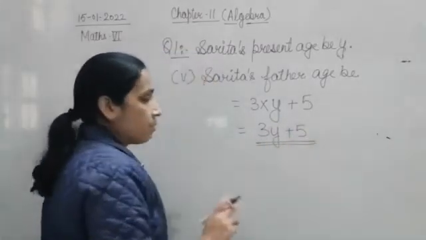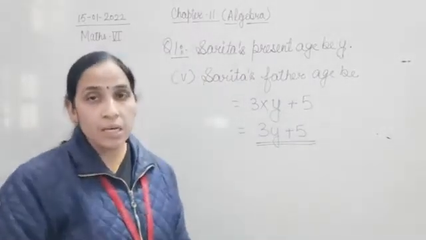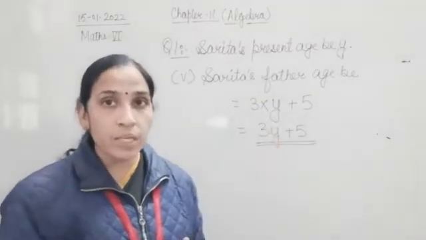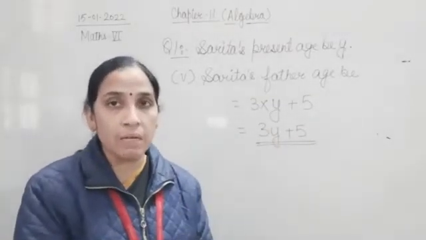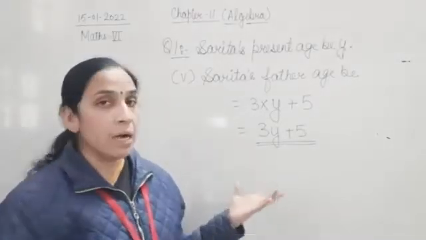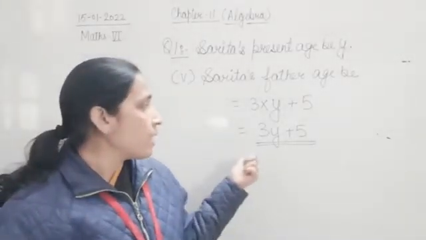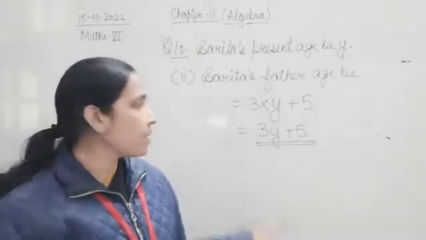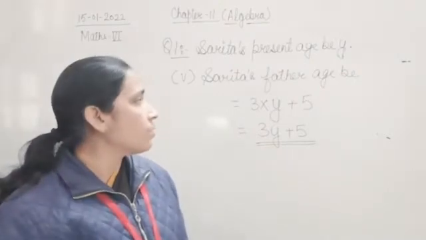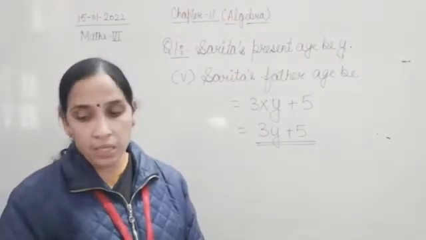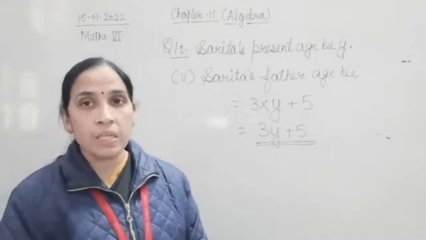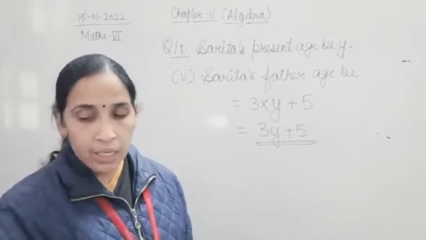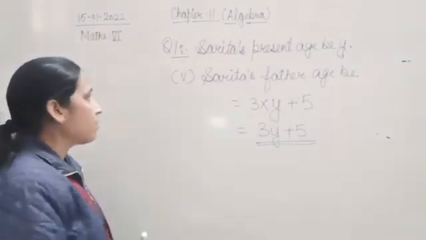So all these comparisons, like Sarita's age after 5 years, then before 3 years, then what will be the age of her grandfather, then the age of her grandmother, that we have also seen. Now 3y plus 5, what will be the age of Sarita's father also, that is 5 more than 3 times her age. So you can easily find out the question number 1, A part.